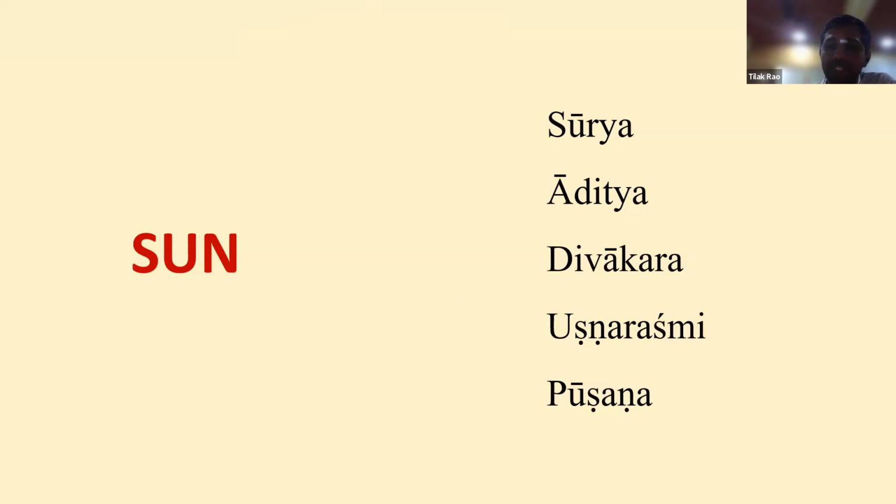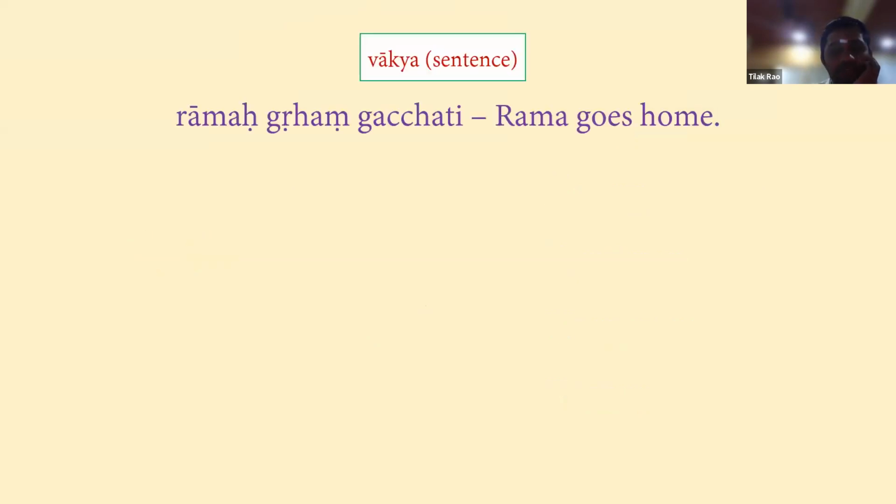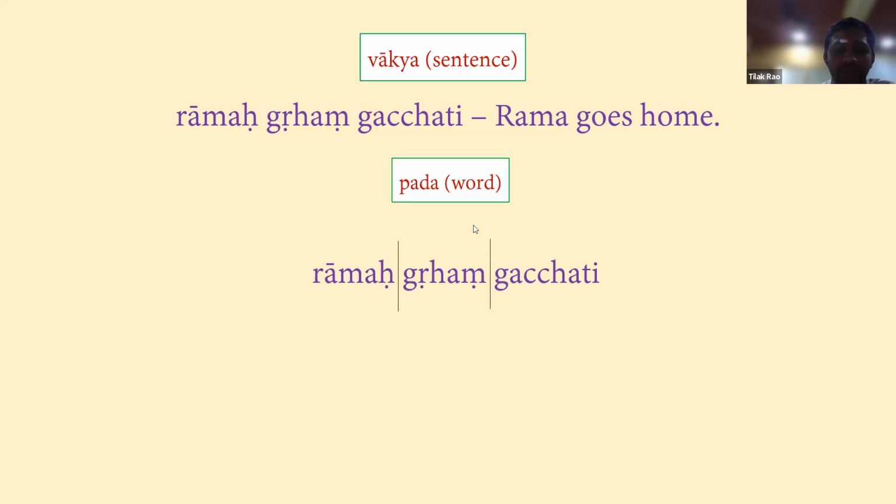So then what is the uniqueness of this language? How is it structured? If we think about this language, I will take an example. This is a famous example, Ramaha Gramam Gacchati, a simple sentence. Rama goes home. Ramaha Gramam Gacchati. So this is a sentence. We can split this sentence into words: Ramaha, Gramam, Gacchati. If we split, there are 3 words.